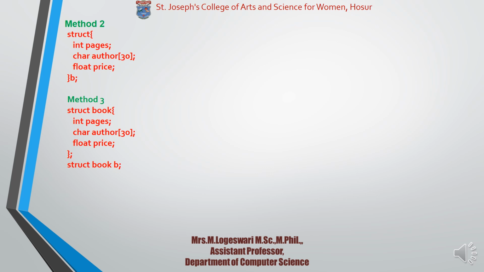Okay, so for example, you can give the struct keyword. After that you can give the book. Okay, that is a tag name. After that, the structure will be open, and you can declare the member variables. After that, close the structure with a semicolon. Then outside the structure you can declare the structure variable.